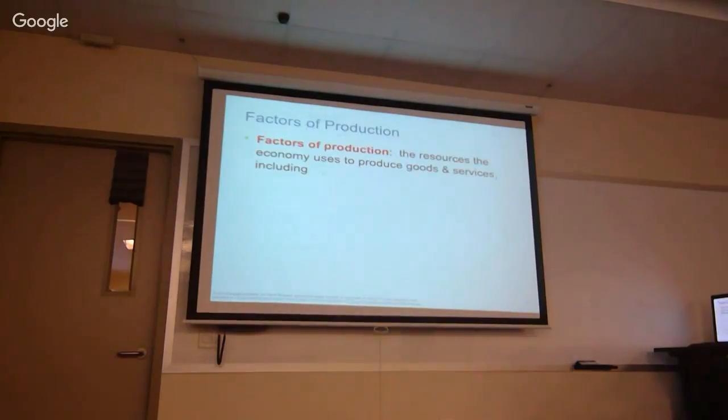All right, so let's look at how this model looks. But first of all, what are factors of production? Factors of production are the resources the economy uses to produce goods and services. Now, any idea?